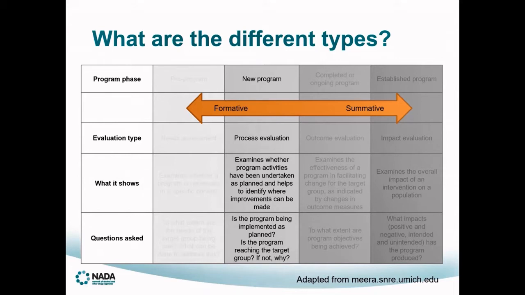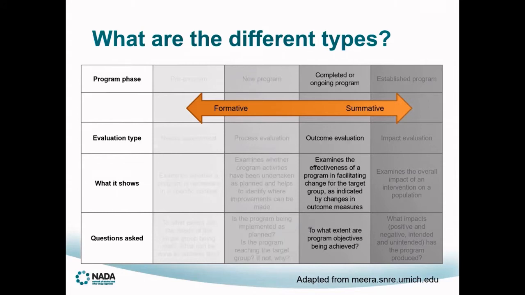Now, process evaluation is undertaken during implementation, and it examines whether program activities have been undertaken as planned and helps to identify where improvements can be made. So some examples of questions that are asked as part of a process evaluation include, is the program being implemented as planned? Is the program reaching the target group? If not, why? And are program participants satisfied with the program?